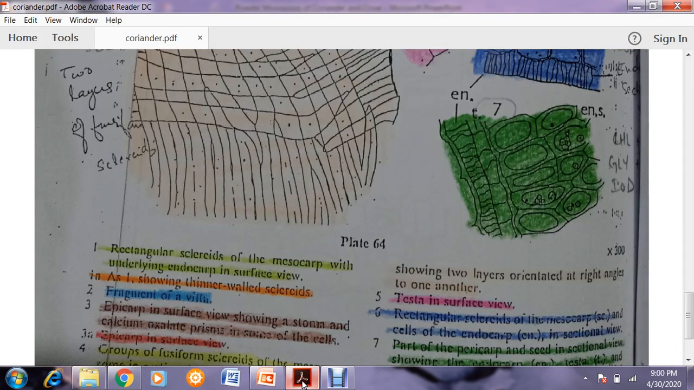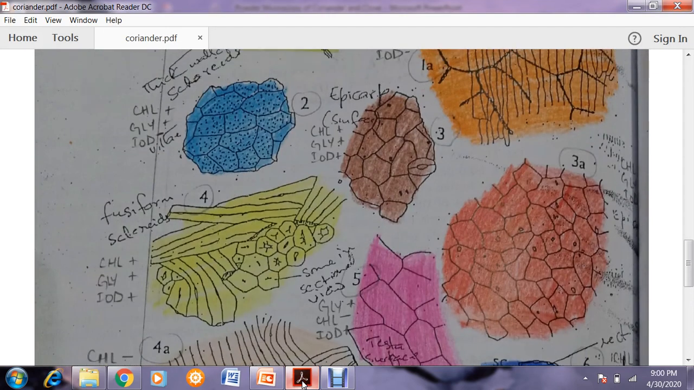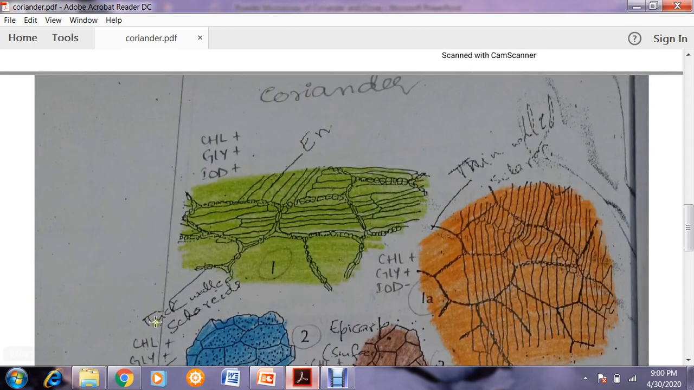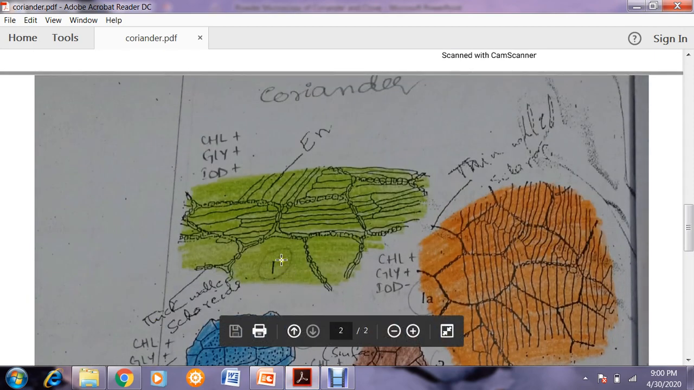Now we will discuss one by one. The first one is this structure. What is this? Let's see. You can see it, the thick walled cells. The cells are very thick walled.